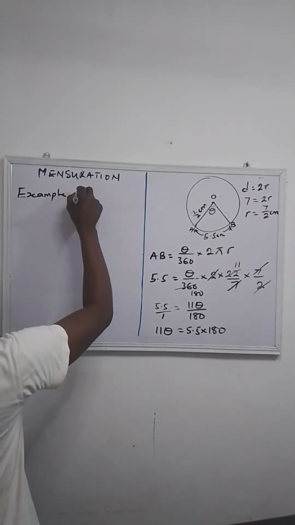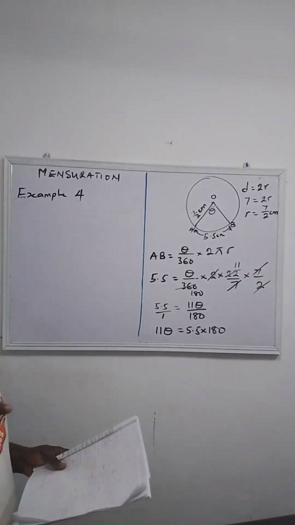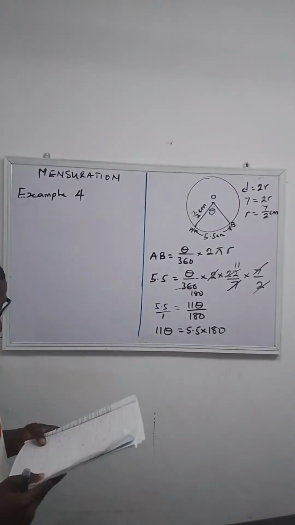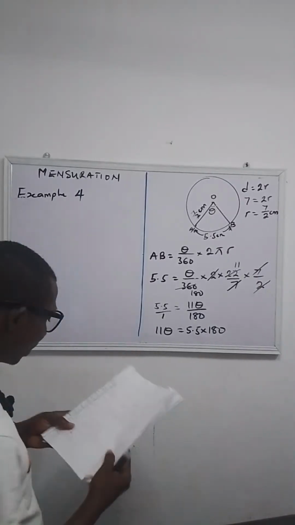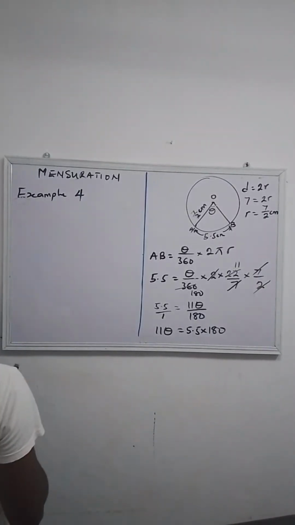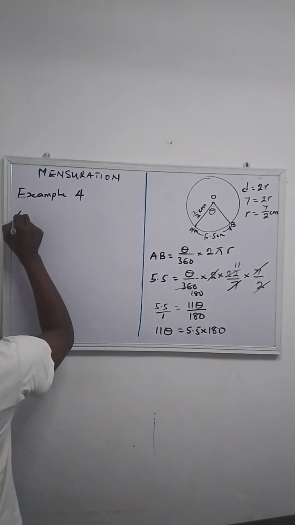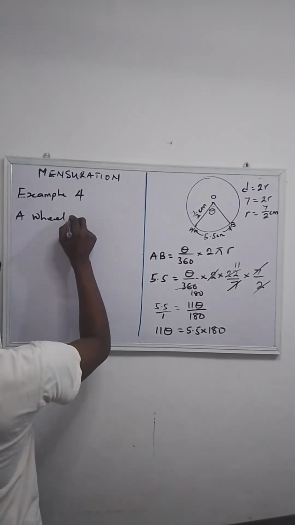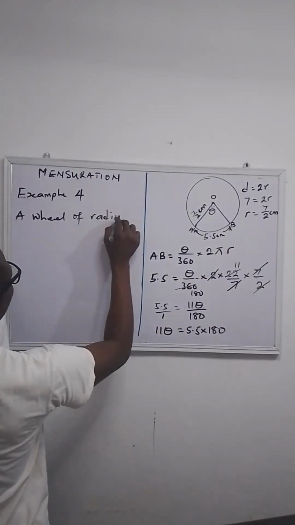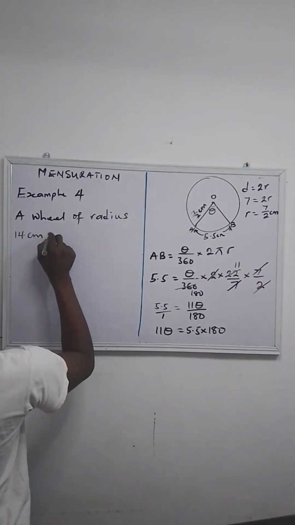Example 4. I want you to pay attention to this next example. Before I solve the question for you, you are going to make an attempt. You make an attempt before I solve the problem. All right, so let's see. A wheel of radius 14 centimeters rotates.